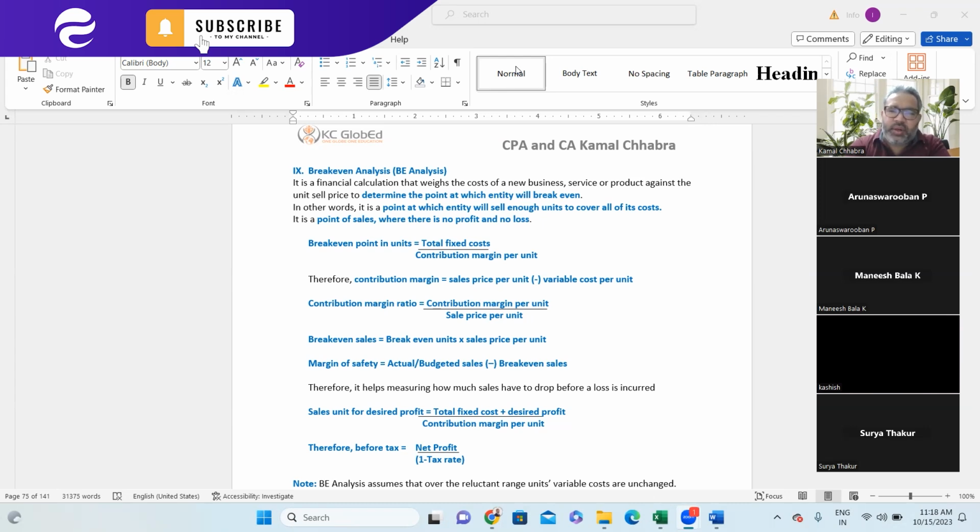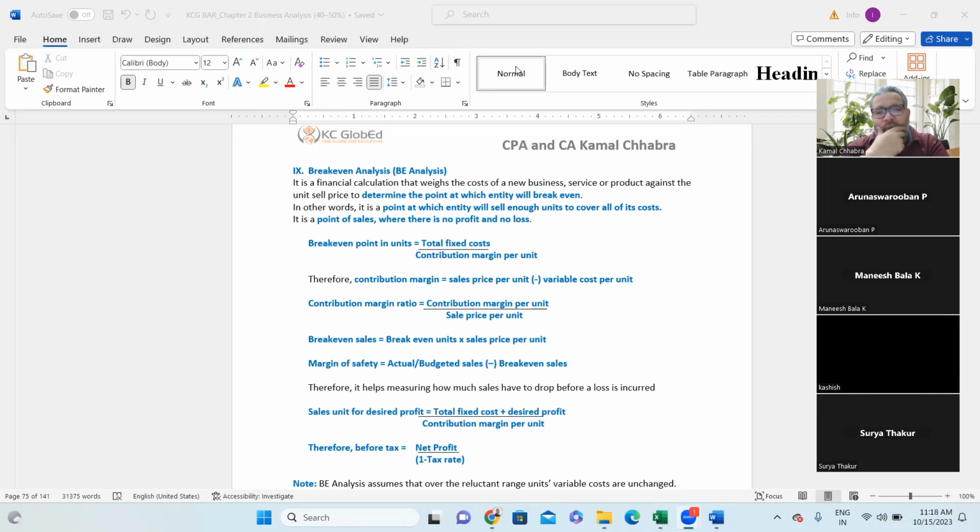So how do you calculate margin of safety? Your actual sale or your budgeted sale, whatever it is, minus the break even sale is called margin of safety. That means the sales value over and above the break even sales at the break even point is called margin of safety, right? Any doubts so far? Okay. Therefore, it helps measure how much sales have to drop before a loss is incurred.